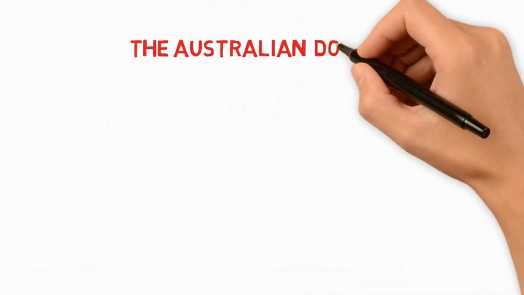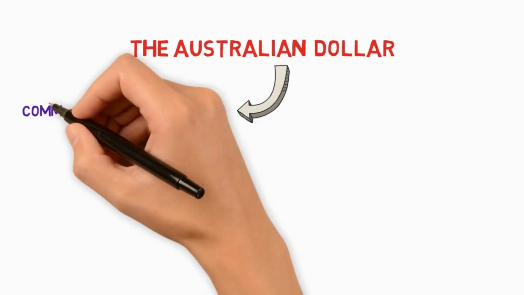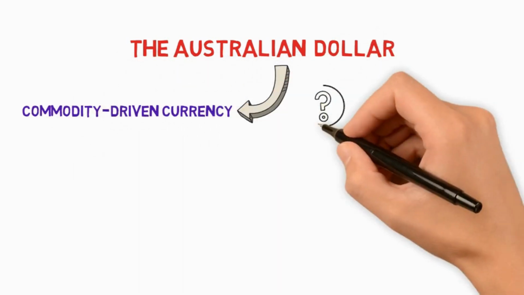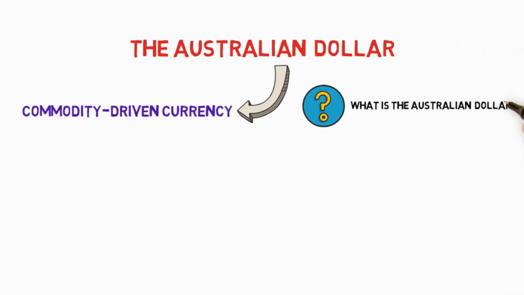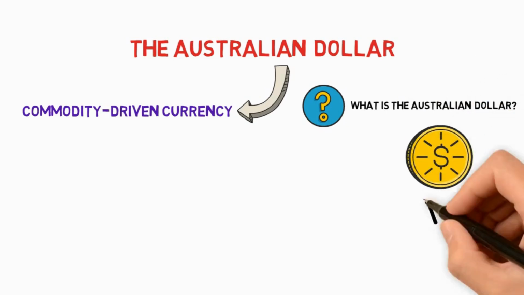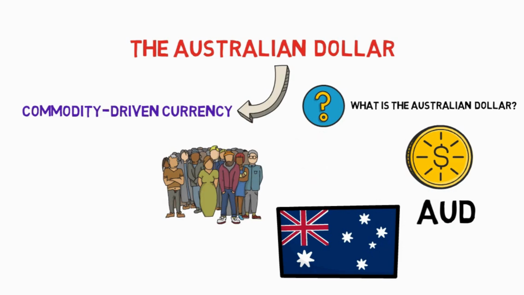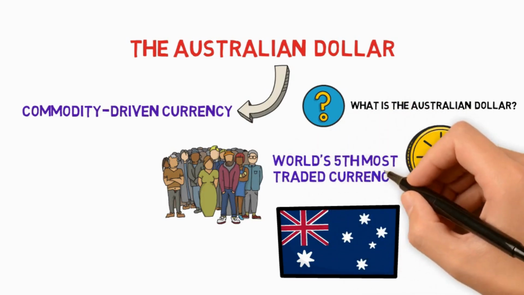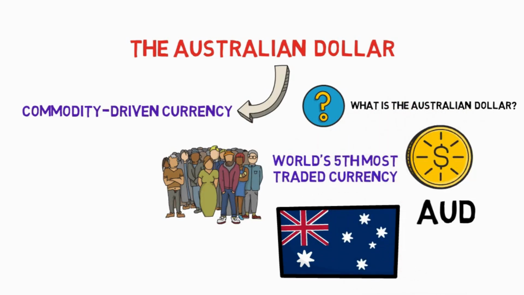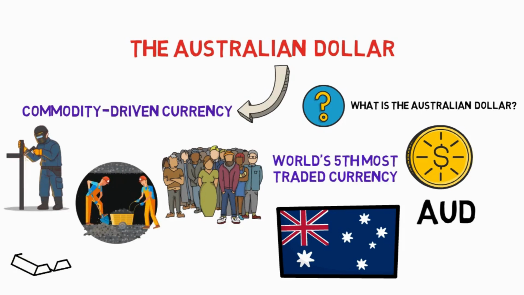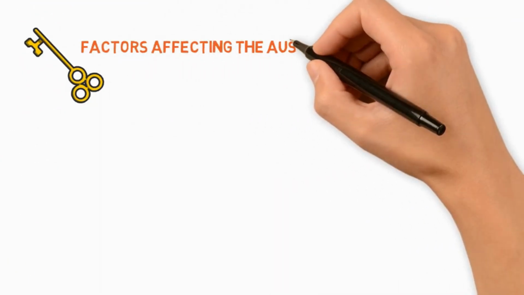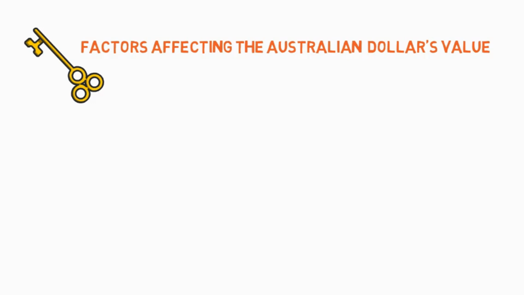The Australian dollar, a commodity-driven currency. What is the Australian dollar? The Australian dollar, AUD, used in Australia and some Pacific nations, is the world's fifth most traded currency. Unlike the euro, it's heavily tied to commodity exports like iron ore, coal, and gold. Key factors affecting the Australian dollar's value.